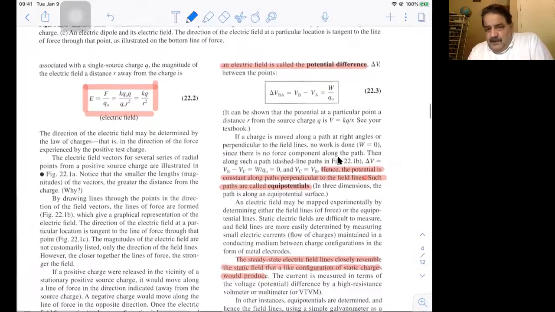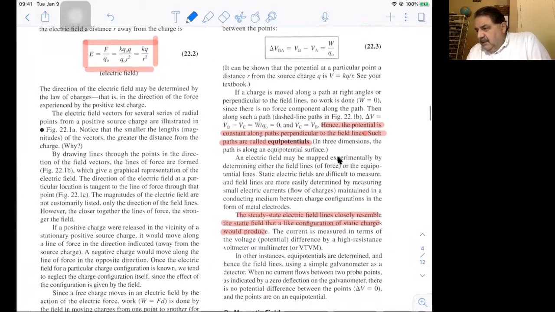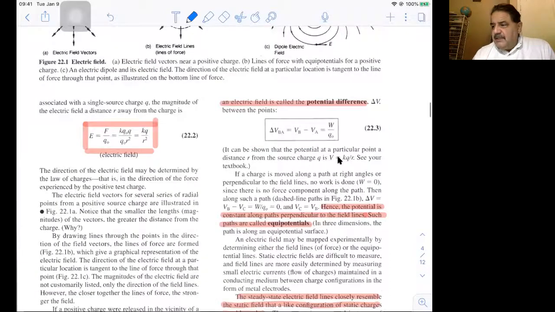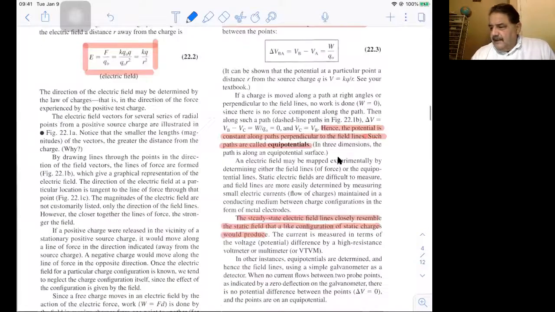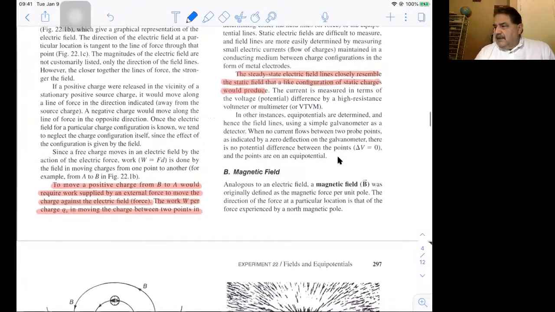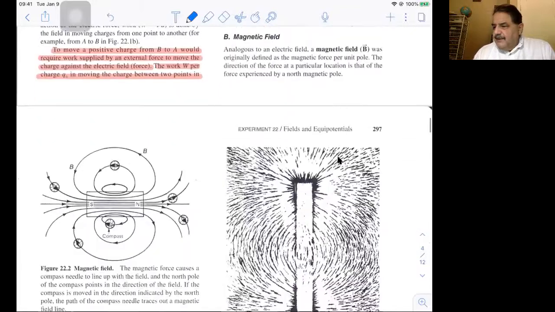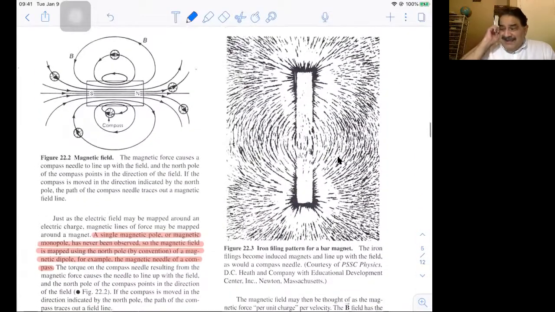The potential is constant along paths perpendicular to the field line. Such paths are called equipotentials, and that's what I showed you here. These are equipotential lines. The steady state electric field lines closely resemble the static field that a like configuration of static charges would produce. Okay, and then here's some magnetic information.